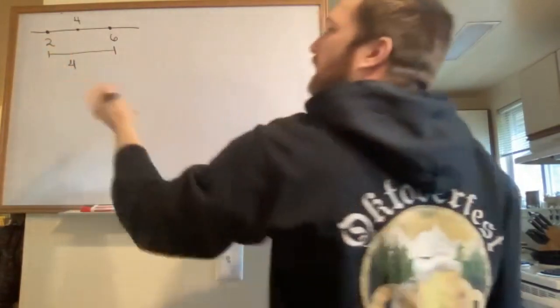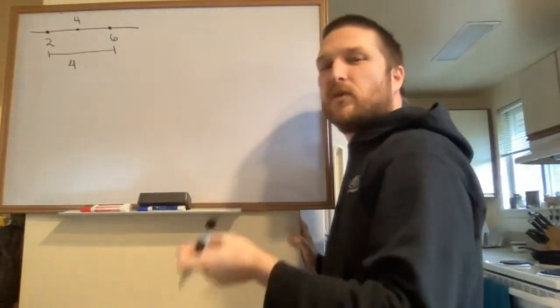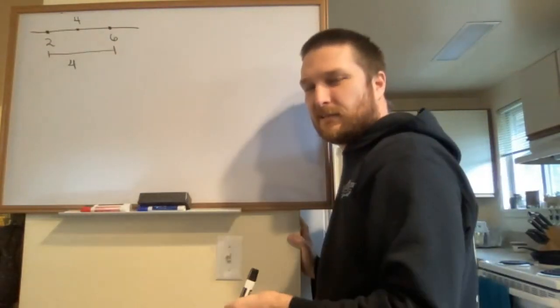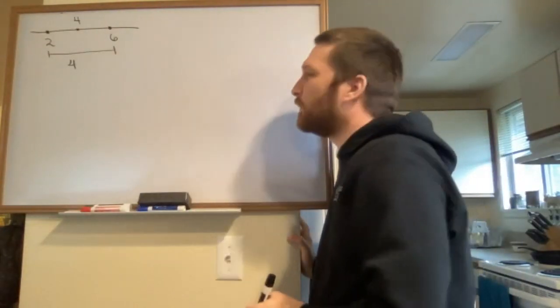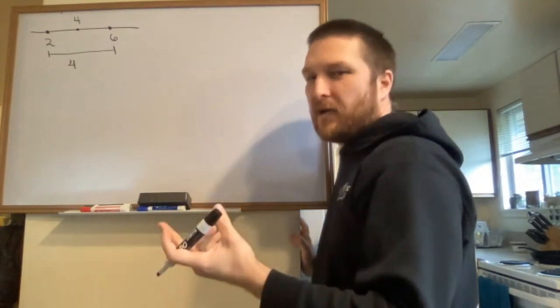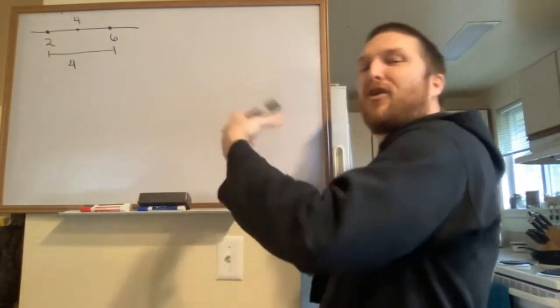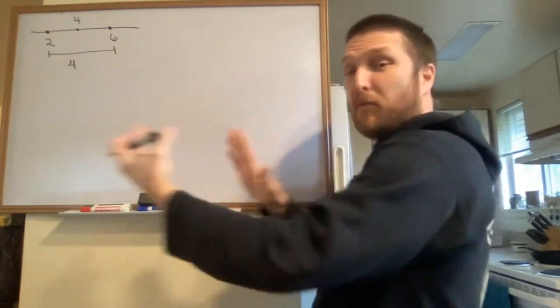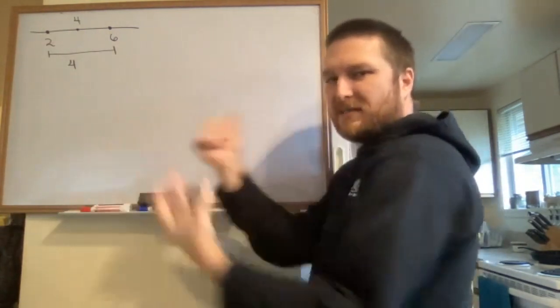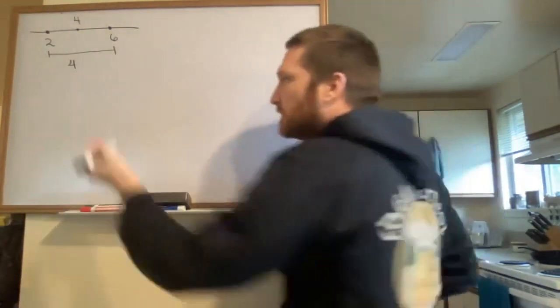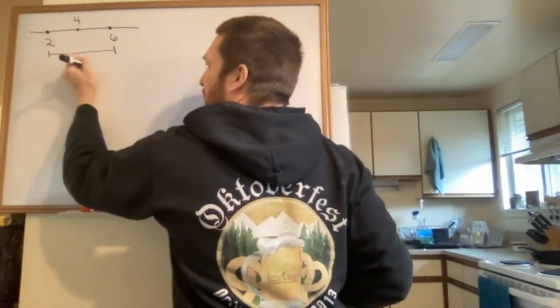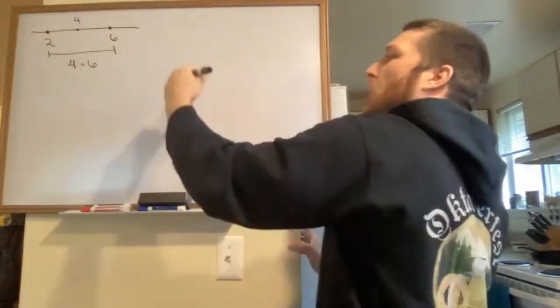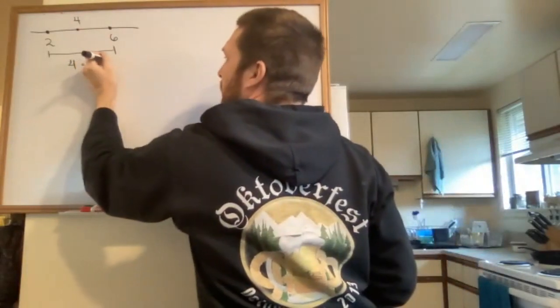But how can we calculate that more generally? What can we do with 6 and 2 to find that distance? Subtract, right? You take the bigger number, the number on the right. Doesn't matter if they're both negative or if one's negative, one's positive. You take the bigger one, right? In this case, it's 6. And you subtract off the smaller number, right?